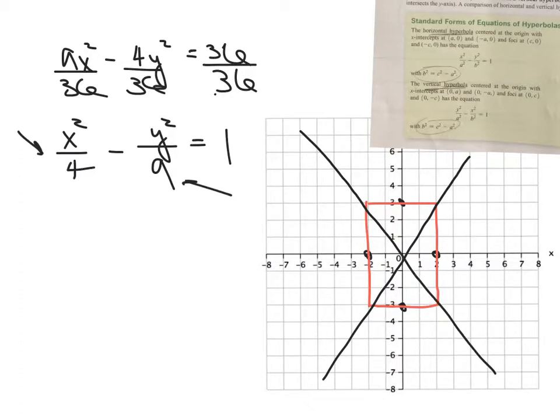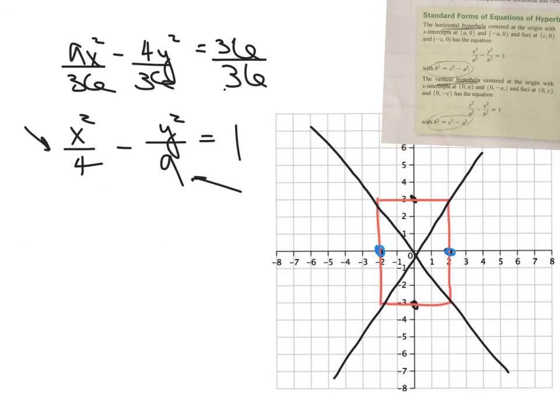And then, because I know that this is a horizontal hyperbola, this is my vertex, this is my vertex, and I do not cross either one of my black lines. Okay, give me my pen back. So there's one, and there's the other. So I don't cross the black lines, I know my vertices, and I'm done.